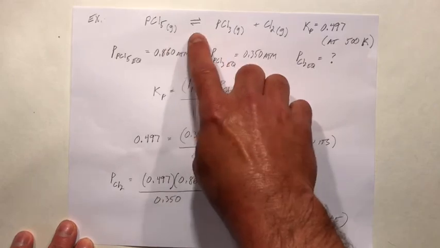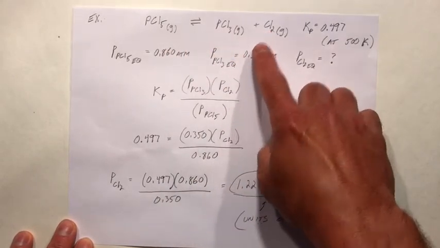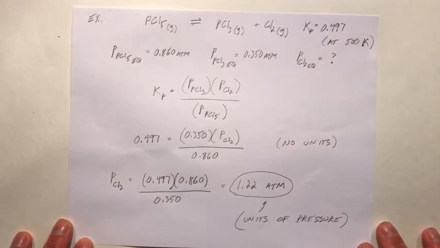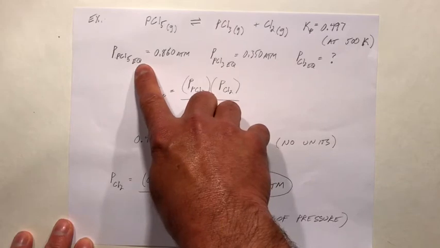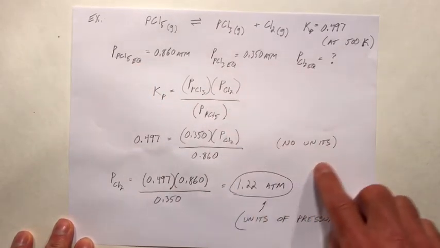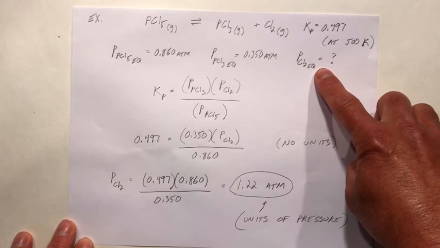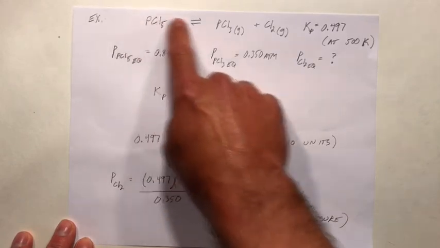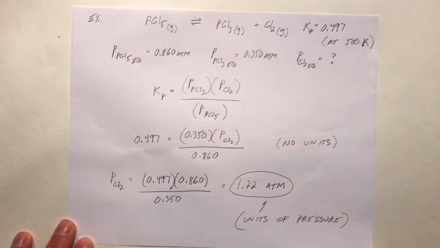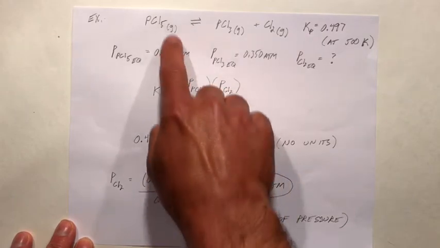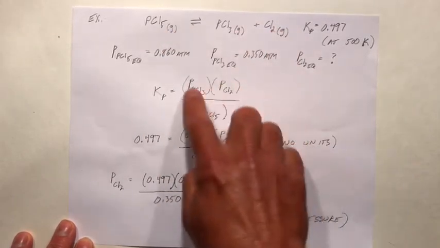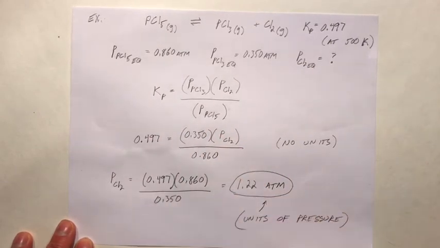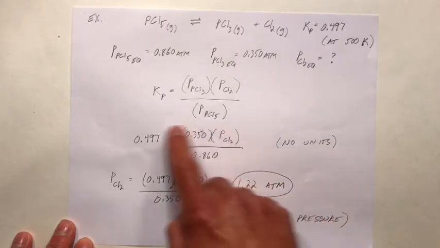Okay, here's another sample problem. We have one PCl5 in equilibrium with one PCl3 and one Cl2, and they're all gases. This is our Kp value at a temperature of 500 Kelvin. We know the partial pressure at equilibrium of PCl5 and PCl3, and we want to calculate the partial pressure at equilibrium of Cl2. So we write the equilibrium expression. Since there's one of everything, we have one exponents for everything. Remember, it's products in the numerator, reactants in the denominator. Plug in our numbers and solve for PCl2. Remember, this has no units when we're using this expression.